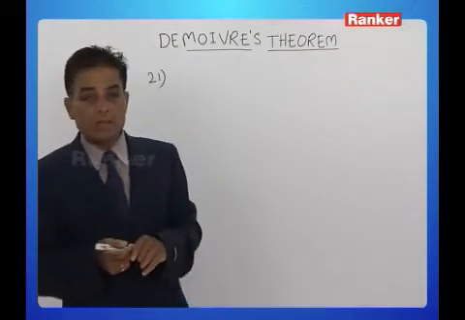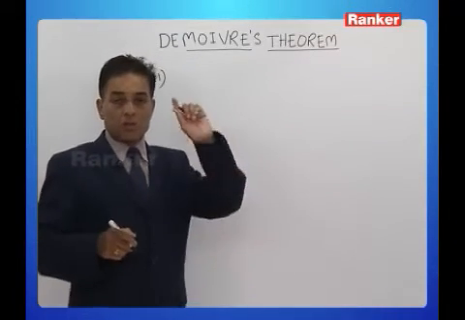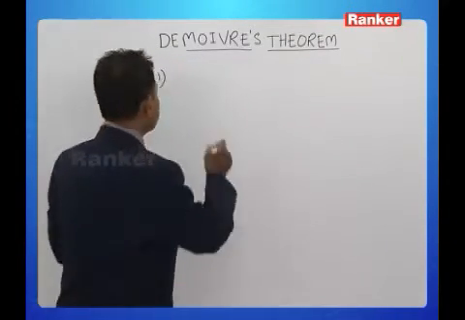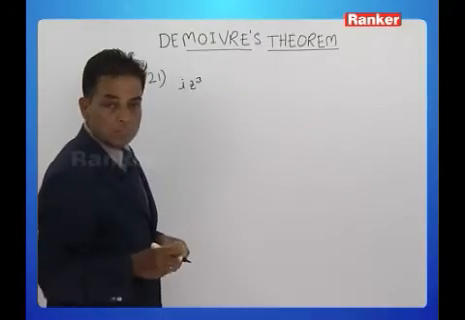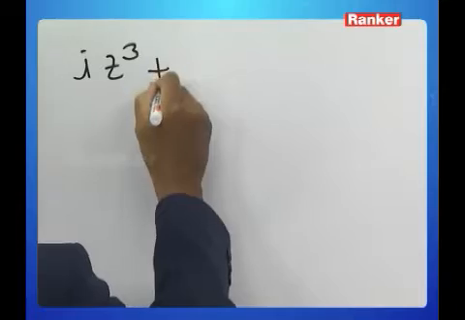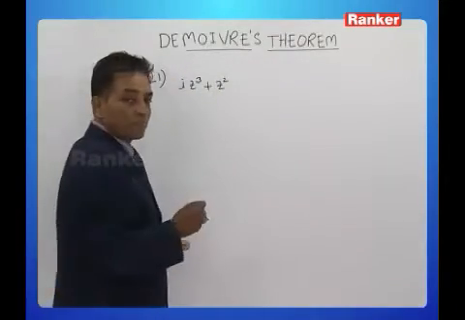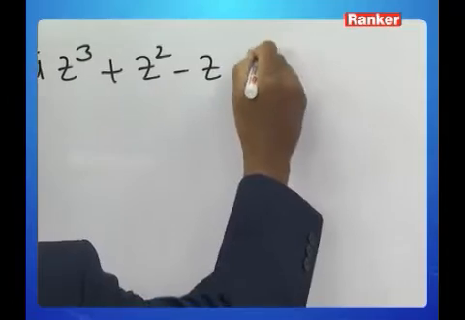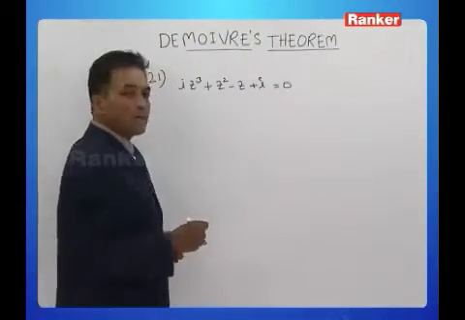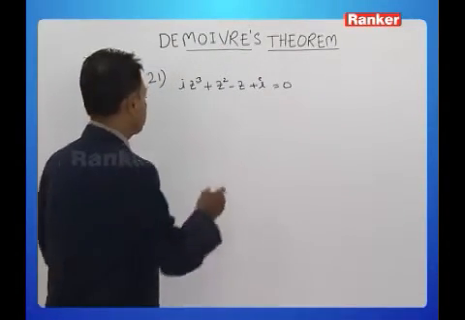So, let us see now the right answer, right option. Question number 21. i z cube plus z square minus z plus i is equal to 0. Then what is mod z?